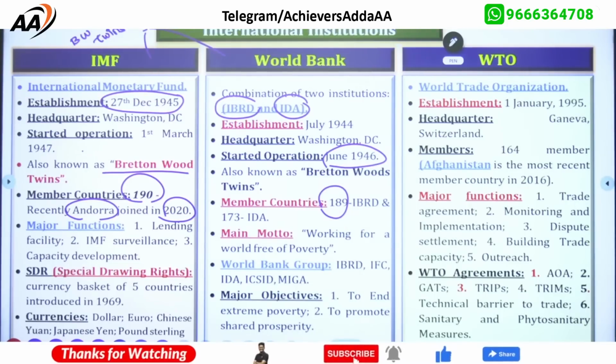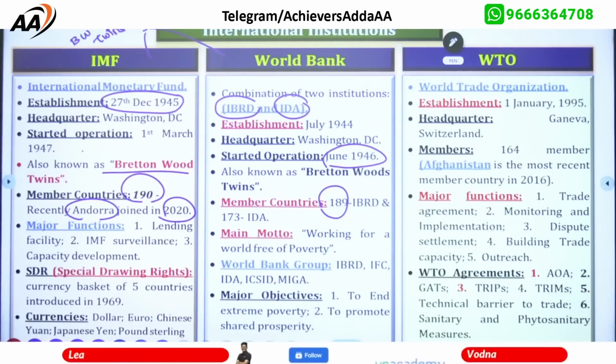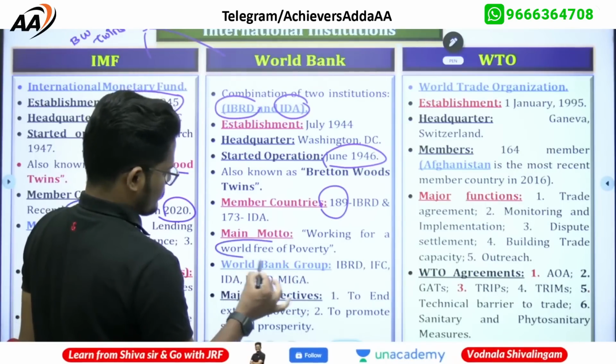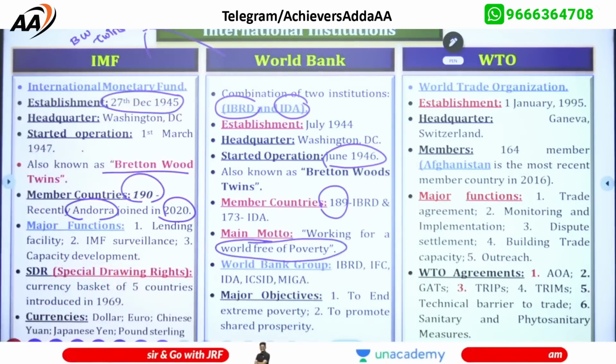That's it. Andorra only. With that, it became 189 plus 1, which is 190. Right? And here the main motto is working for a world free of poverty.